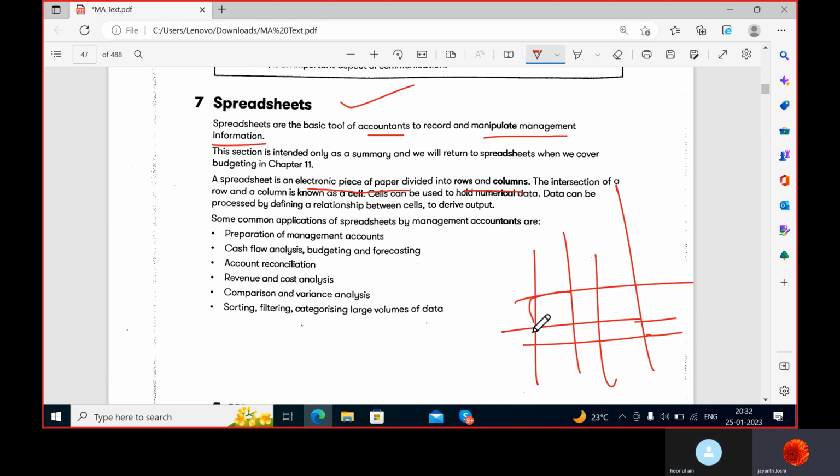Yeah, so this particular square box, which is the point where the columns and rows meet, is nothing but what? It's a cell. Yes, it's a cell. Cells can be used to hold numerical data. So you put all your data in this. Data can be processed by defining a relationship between cells to derive output. So what kind of data you're putting depends upon that. And data can be processed by defining a relationship between cells. So for that, definitely we should know somewhat of Excel usage.